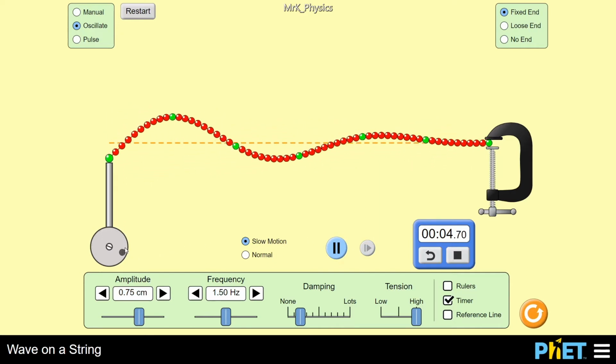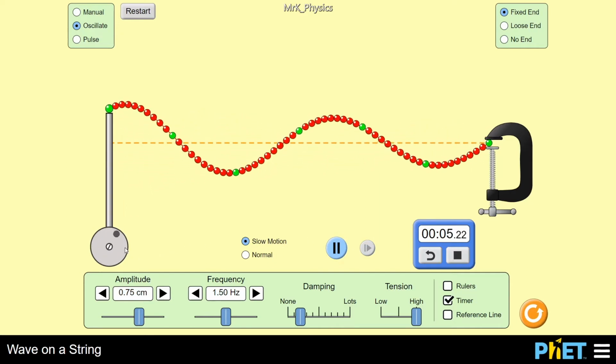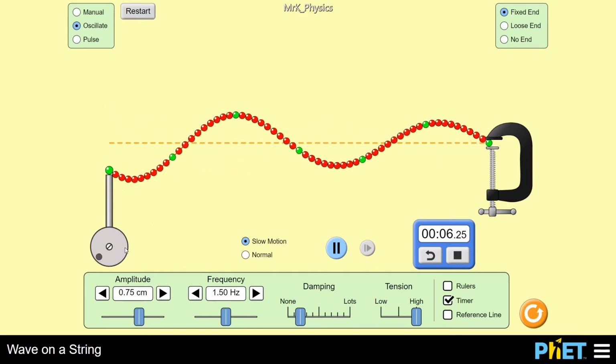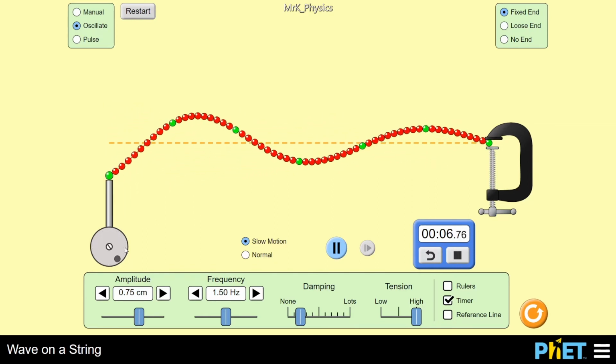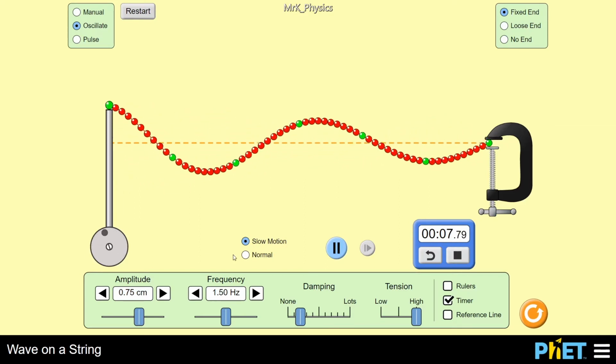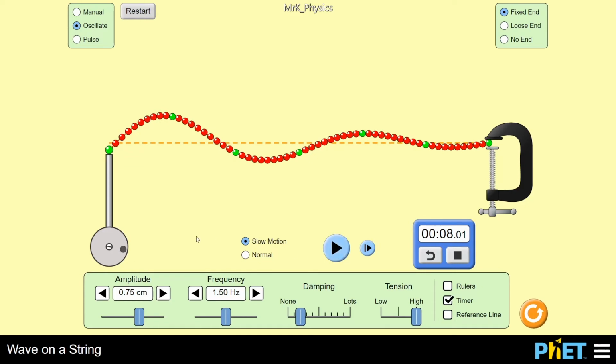Okay, so that's 1 rotation, 2, 3, 4, 5, and 6. I've just gone slightly over there, but again, we know that this is working. And another way that obviously we can match that is here, where we've got frequency, it does say 1.5 Hertz. So we're expecting to have 1.5 waves per second.